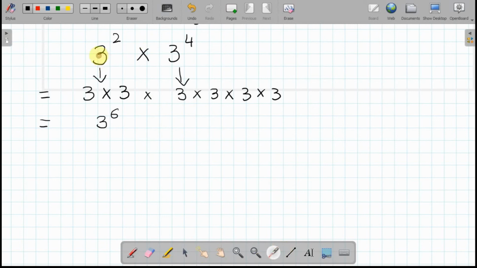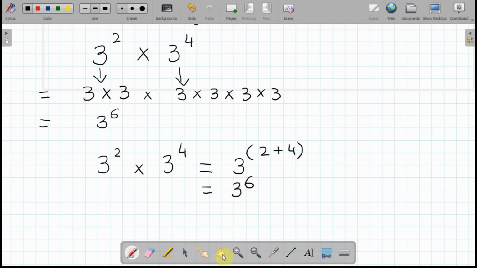You see this 3 over here? This has a special name. It's called a base. So if you're multiplying two numbers or letters and the bases are the same, the powers can be different, but the bases are the same. So there's a shortcut when you're multiplying. So I could do 3 to the power 2 times 3 to the power 4. If the bases are the same and you're multiplying, I can just add the powers. 3 to the power 2 plus 4, that is 3 to the power 6.